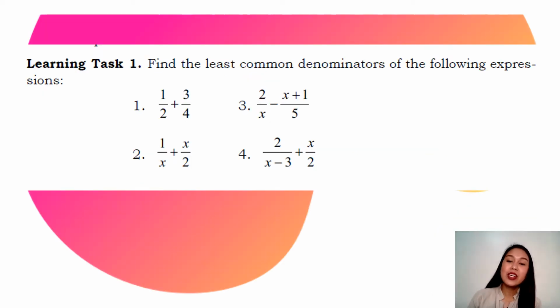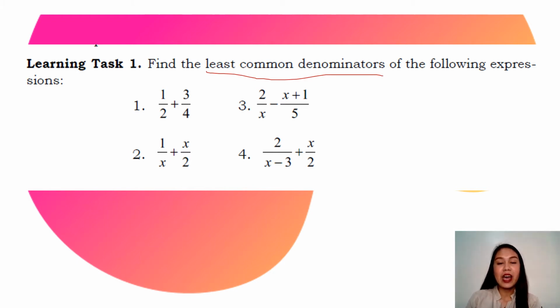Okay, so for learning task 1, what you have to do is to find the least common denominators of each expression. Now, as I have said, you just have to follow the earlier examples to get the least common denominators of these 4. Don't forget to write it on one whole sheet of paper and submit it on the next retrieval.